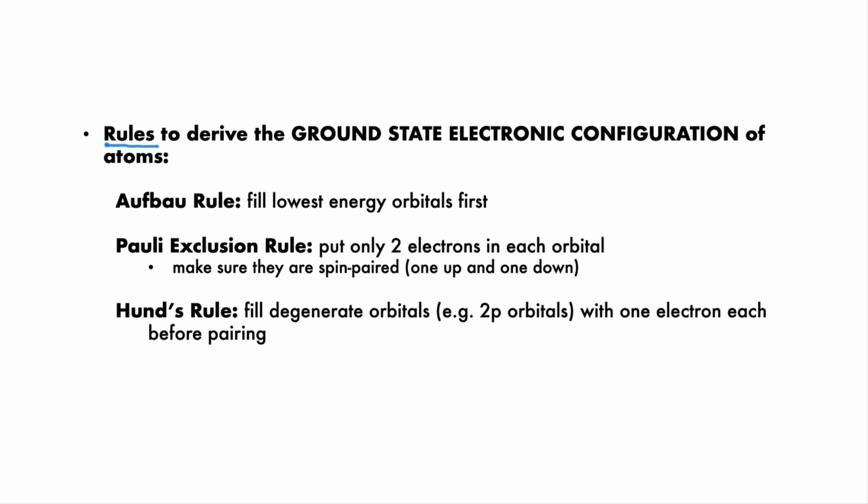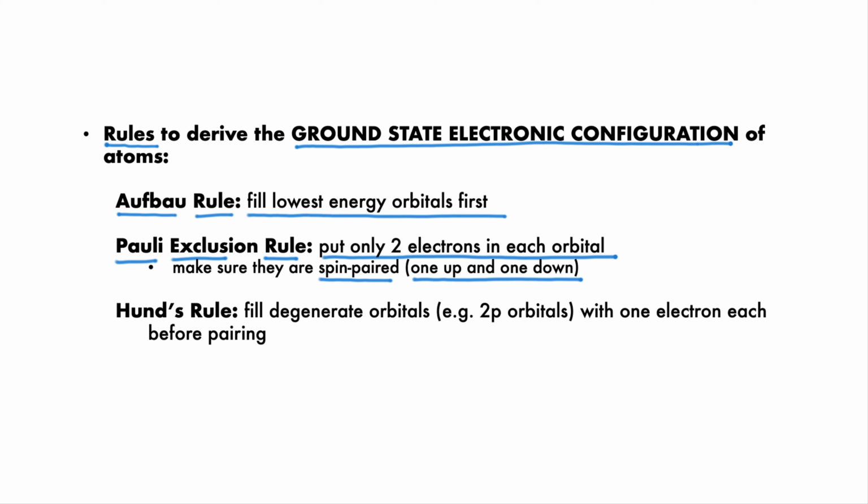Let's briefly review the rules to derive the ground state electronic configurations of the atoms important in organic chemistry. The Aufbau rule says you need to fill the lowest energy orbital first. The Pauli exclusion rule says each atomic orbital can only house 2 electrons. It also says they must be spin paired, 1 spin up and 1 spin down. Finally, Hund's rule says if you have degenerate orbitals, like the 2p orbitals, you need to give each orbital 1 electron before you pair them up.